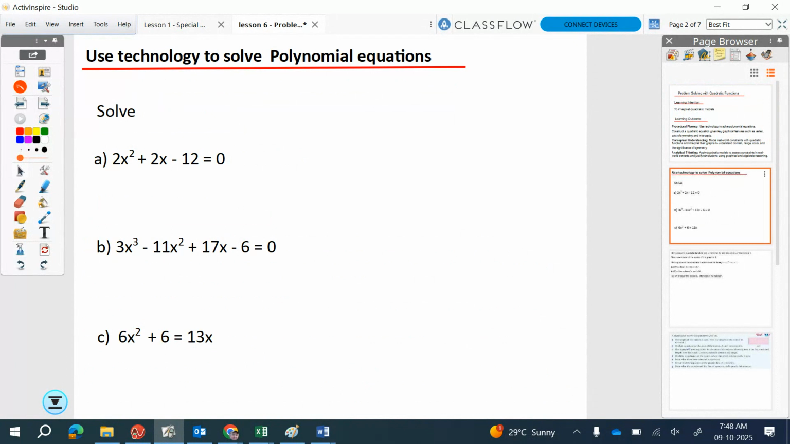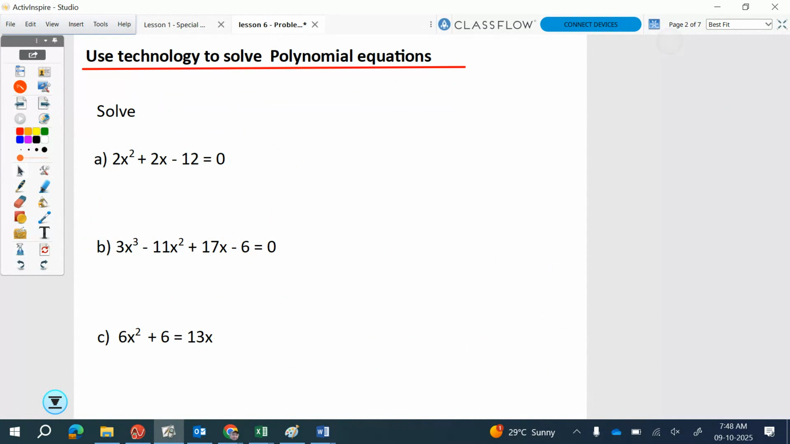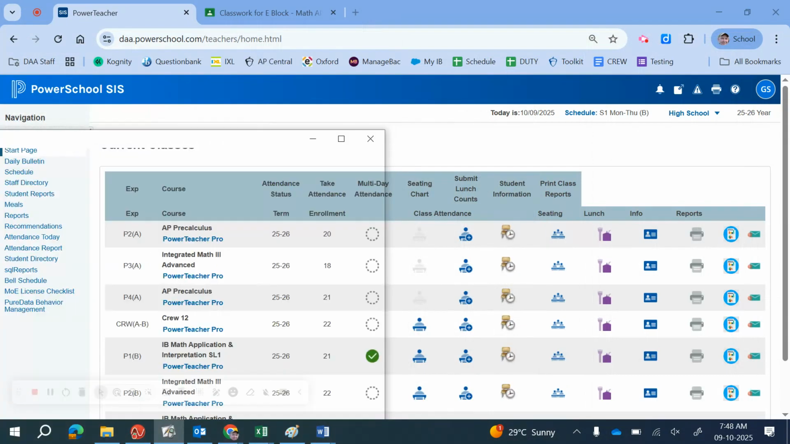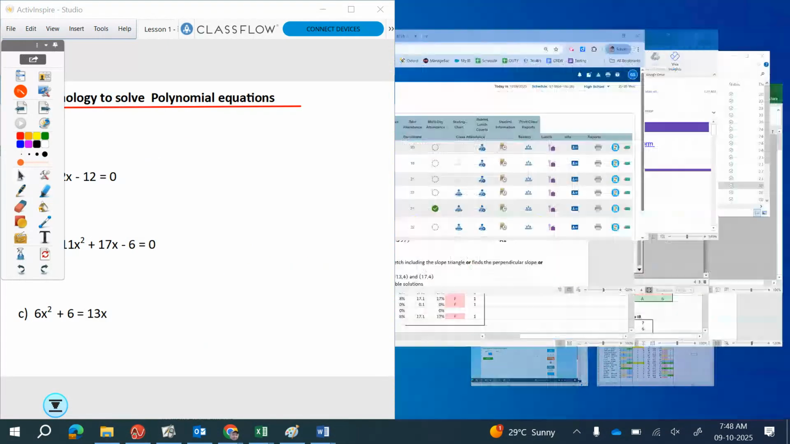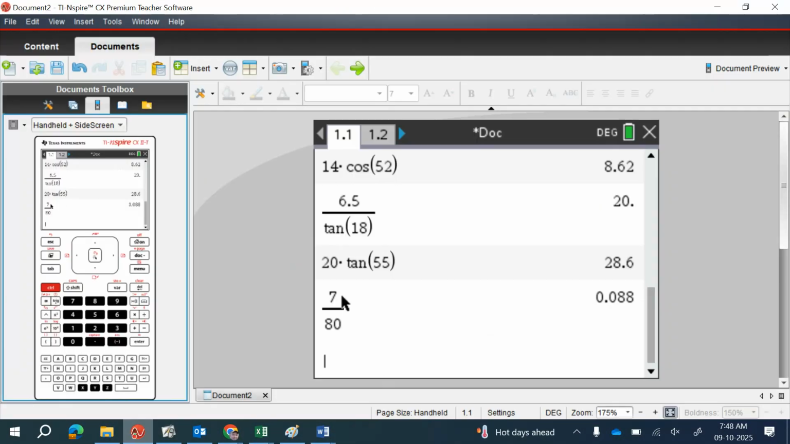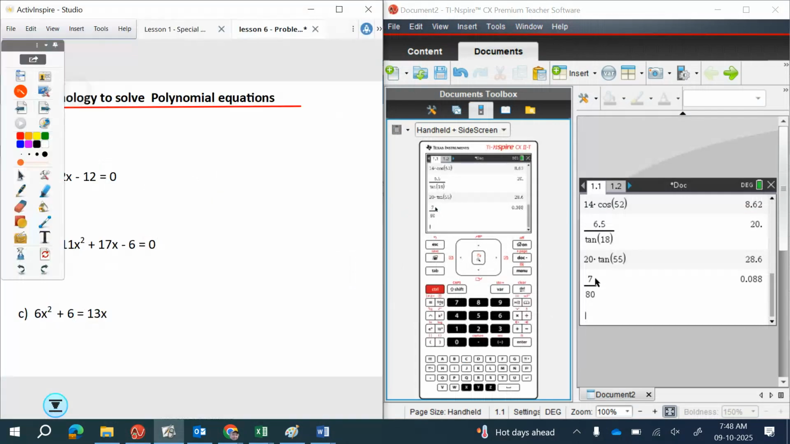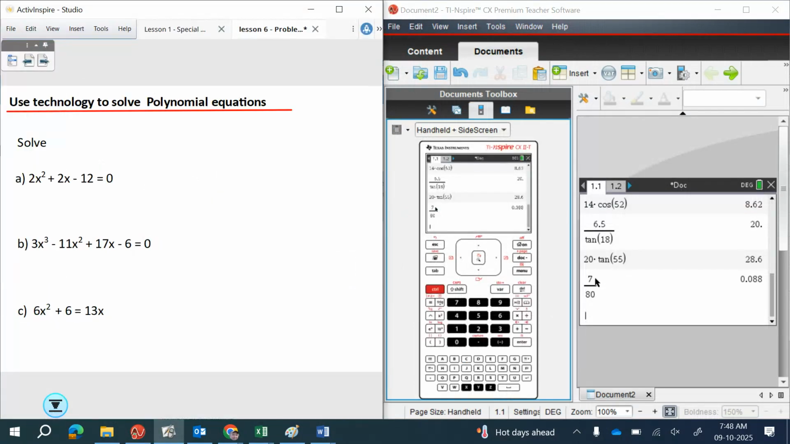We need to be able to solve this using our graphing calculator. So grab your graphing calculator. Okay, so here's my graphing calculator. What we have here are polynomial functions. Now polynomial functions, these are polynomial equations. Polynomial equations are going to have more than one solution. They're going to have more than one solution.